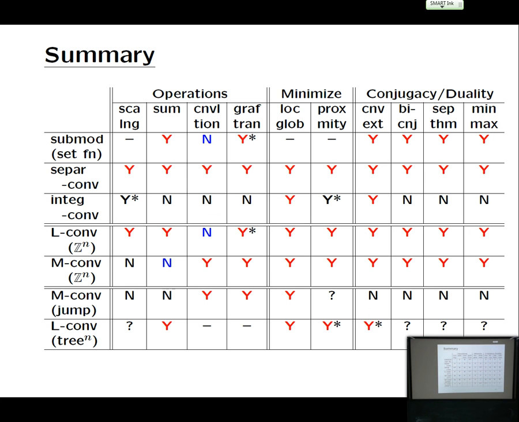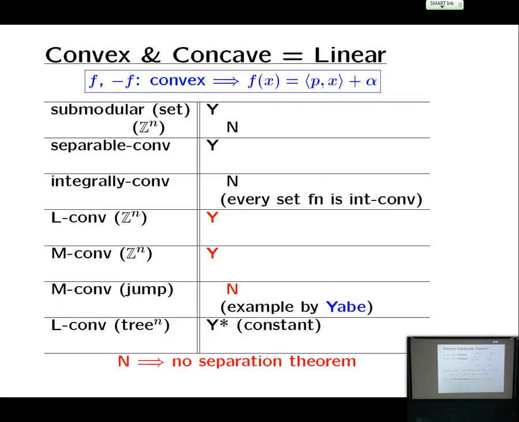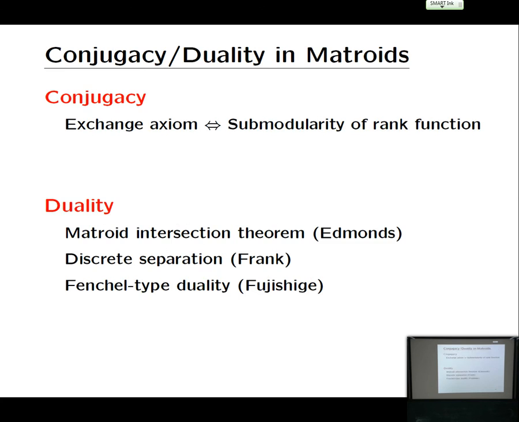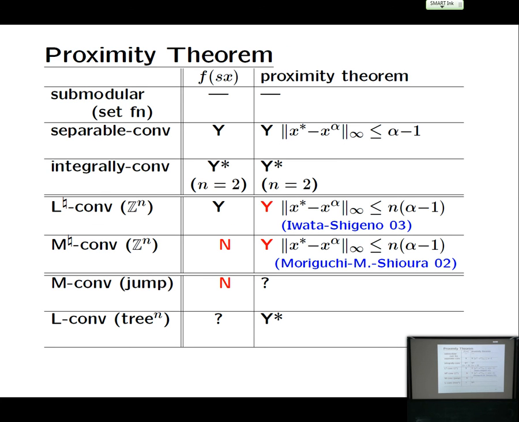If you consider the proximity theorem and the upper bound like this, maybe I skipped it. Here is the proximity theorem. This is the minimum of the alpha-scaled function, and this is the original real minimum. Then this n is turned into n minus 1 for L-convex functions. Such a small change might be needed, but essentially it is the same.